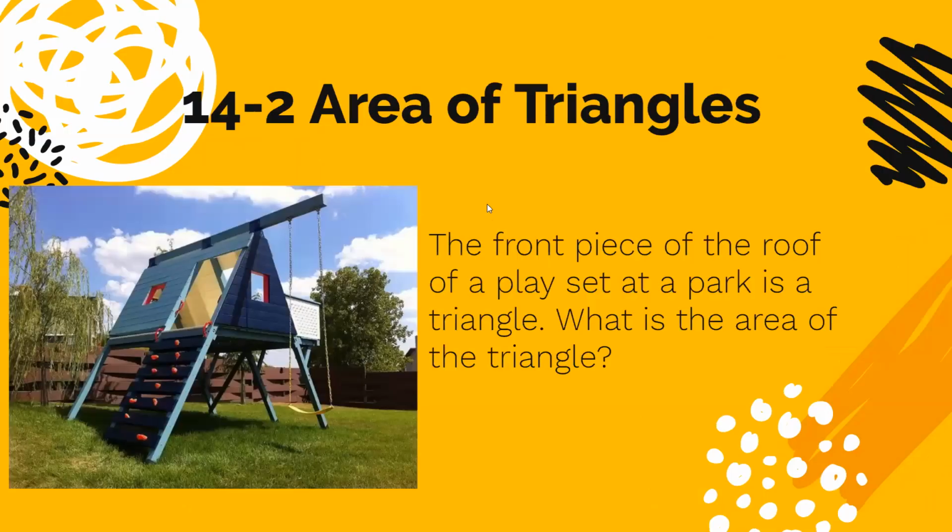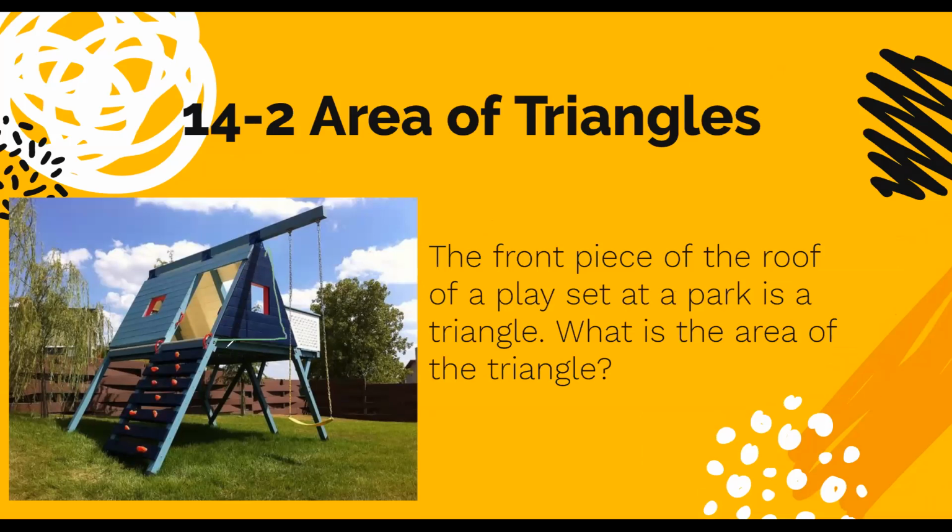So looking at this opening scenario, and then we'll talk about the area of a triangle and how to find that. It says the front piece of the roof of a play set at a park is a triangle. What is the area of the triangle? So looking at this would be your triangle right here. So I have my triangle, and that is the shape that I am trying to find the area of. If you look at a triangle, it's kind of a broken up part of a parallelogram.